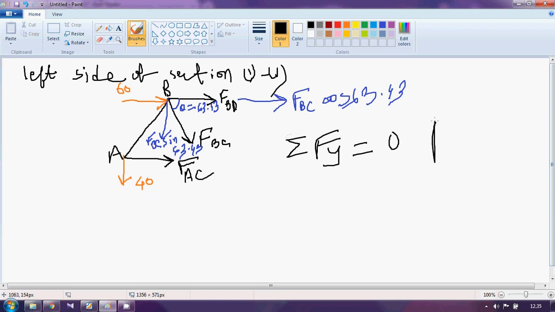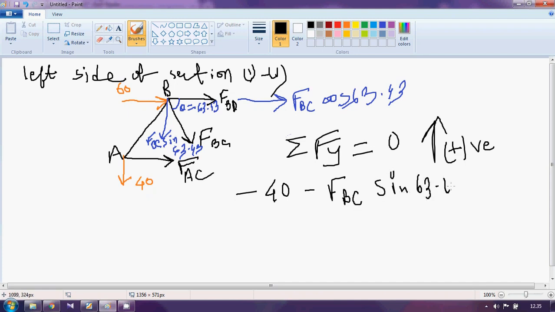So summation Fy equals 0, and if I take positive upward, I will write minus 40 minus FBC sin 63.43 equals 0.